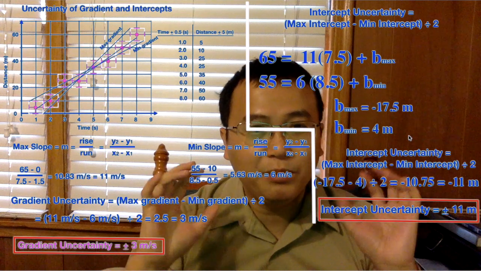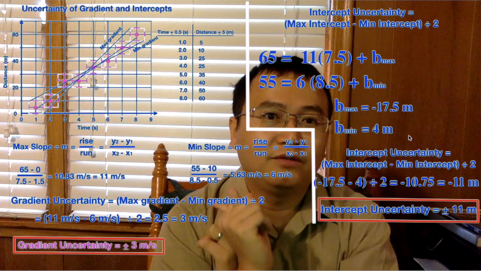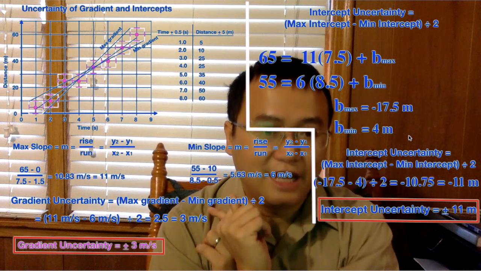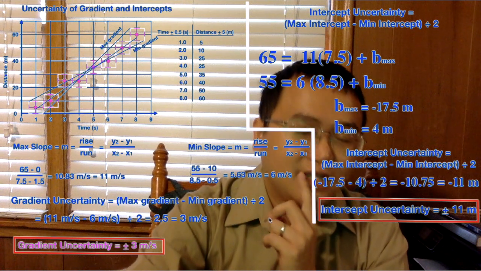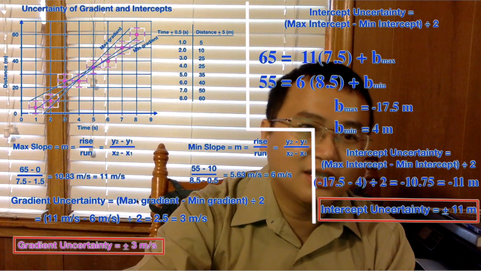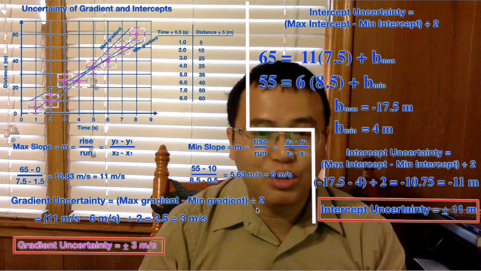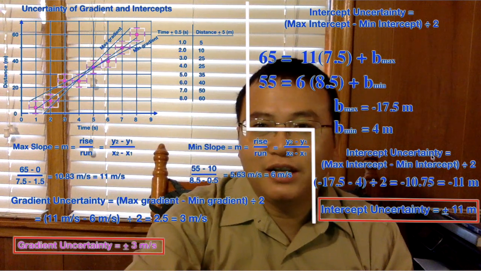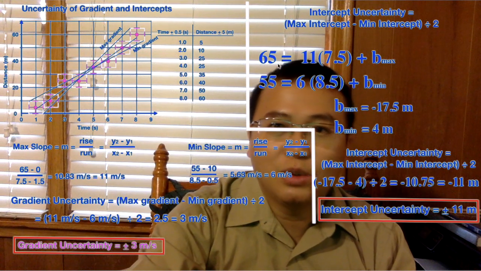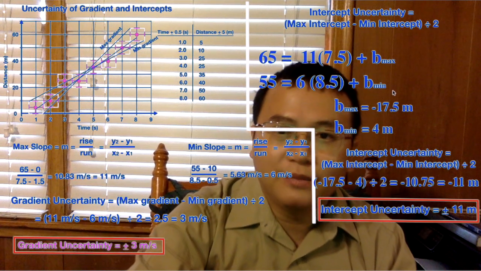The purpose of this is for you to find the uncertainty of the slope of a line and the uncertainty of the y-intercept of the line. To find the uncertainty of the slope, you just take the maximum slope minus the minimum slope and divide by 2. That's pretty much it. Then to find the intercept, again, you just plug in the coordinate for the max and the min, and then put in the slope. That will give you the intercept uncertainty.